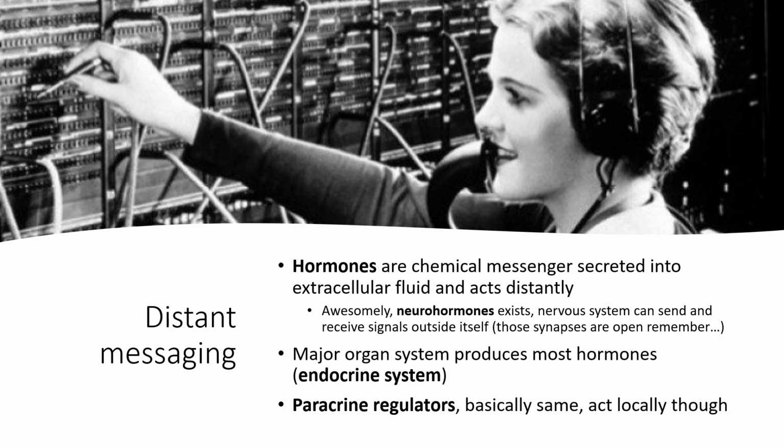There's a number of major organs that play a role in this, and these are part of what we call the endocrine system, and they are found throughout the body. Additionally to the endocrine system, there is a type of thing called a paracrine regulator, and these are effectively the same thing as hormones, except that they act only locally. Okay, so not a huge difference here, but there are some slight nuances to that.